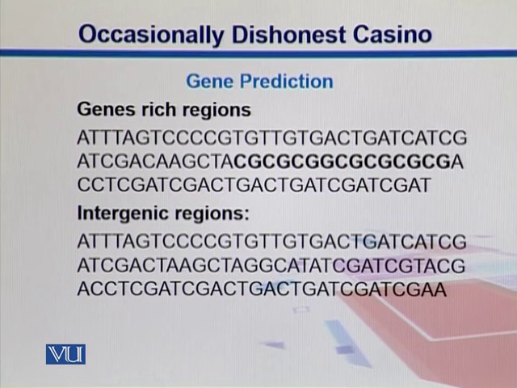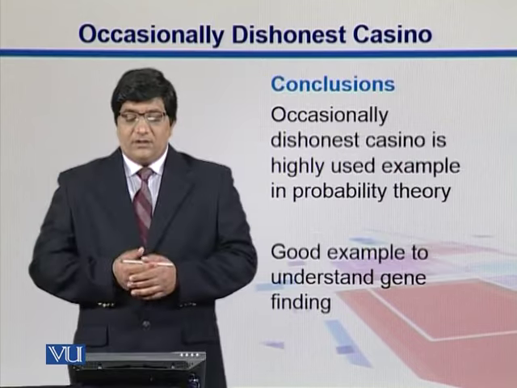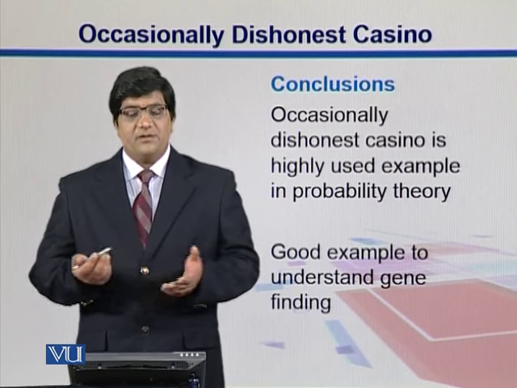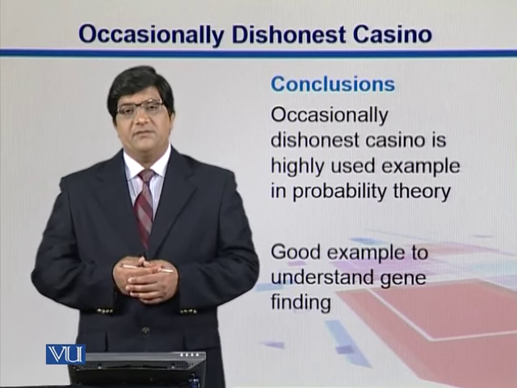So why is God using a loaded die here? Because he has a purpose associated with it. So you can estimate the occurrences of the CGs, and then you can get their probabilities. If their probabilities are more, you suspect that there is some gene coming. While comparing these gene-rich regions to the intergenic regions, you don't find any runs of CGs together or CpG islands. So guys, this is the example where the occasionally dishonest casino helps you understand the structure of the genes. The occasionally dishonest casino is a highly used example in probability theory, and it is a good example to illustrate and understand the process of gene finding.